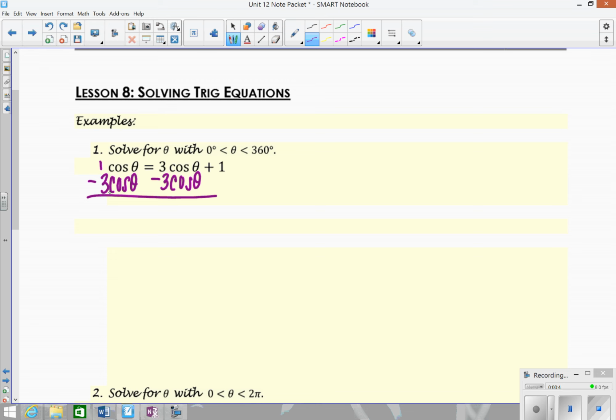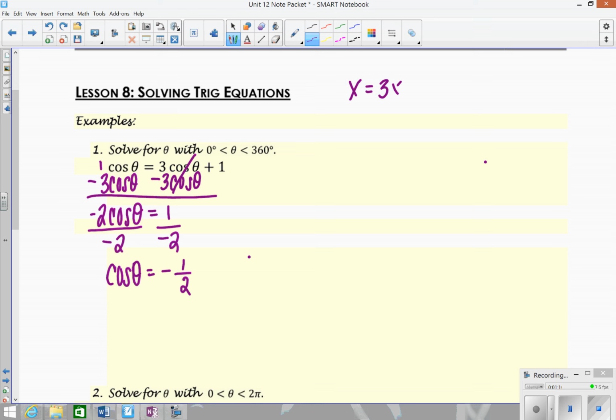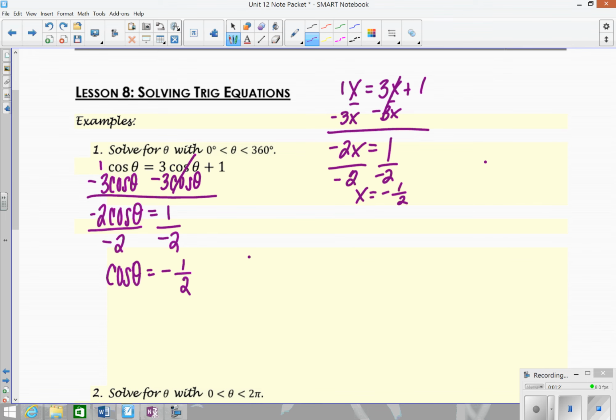Now if I'm trying to get cosine theta by itself, I divide both sides by negative 2. So I get cosine theta equals negative 1/2. Again, I'm just thinking of that cosine theta as like an x. Just to show you real quick, if I had x equals 3x plus 1, basically replacing cosine over here with x, you would do it the exact same way. You would subtract 3x from both sides, so you get negative 2x equals 1. Divide both sides by negative 2, and you get x equals negative 1/2.